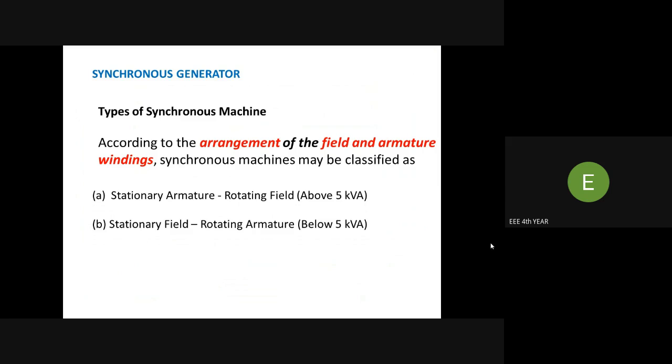If we increase the rating of the capacity, we cannot collect heavy current or heavy voltage from the rotating part. That's why we modify the design of the synchronous machine. So there are two designs: stationary armature system and rotating armature system.